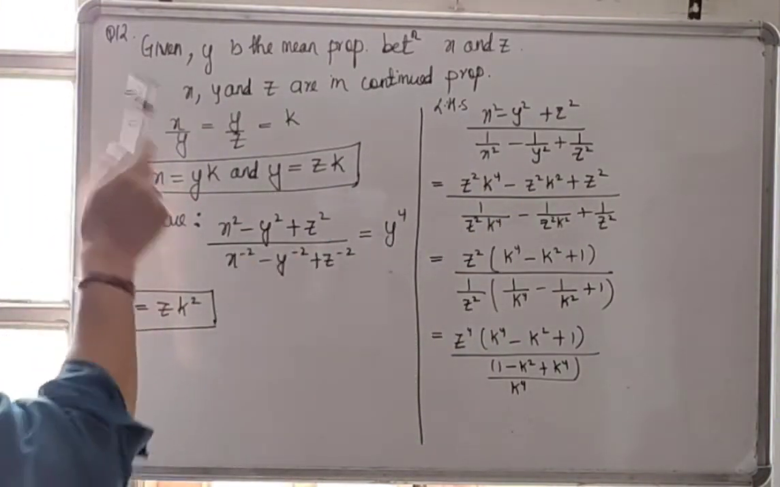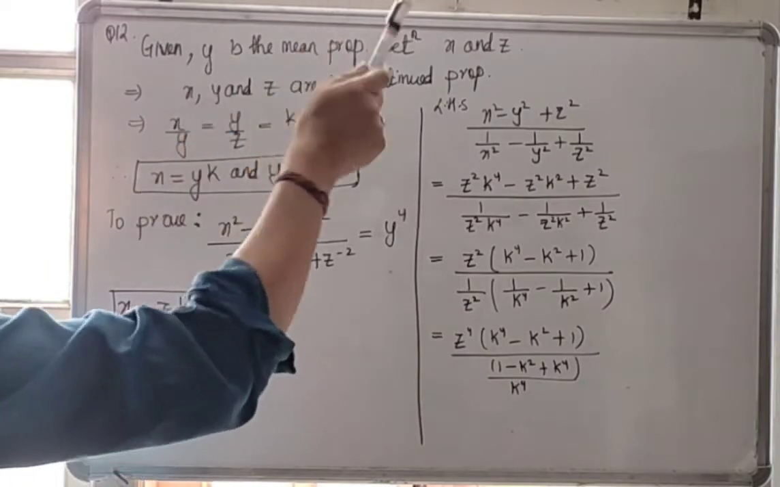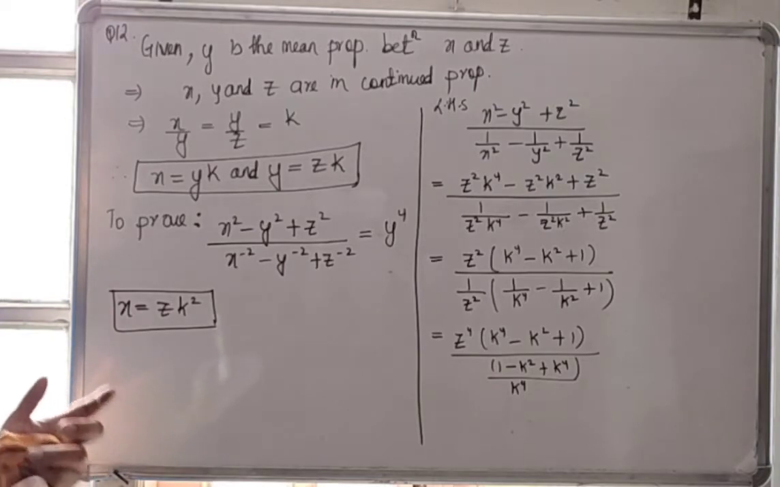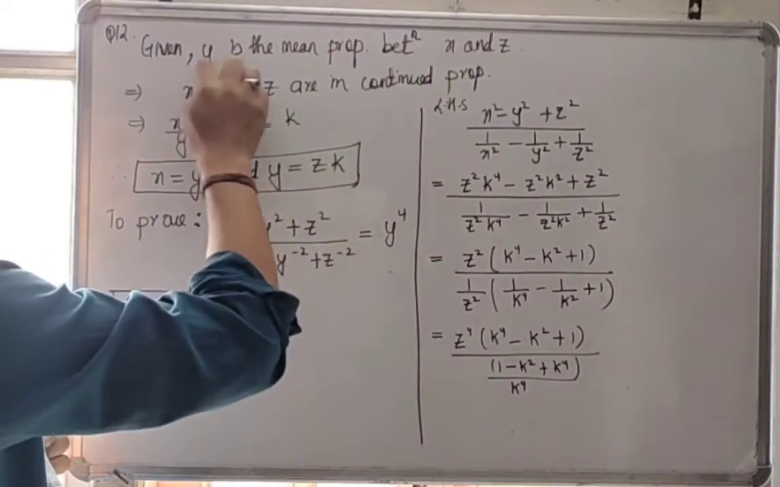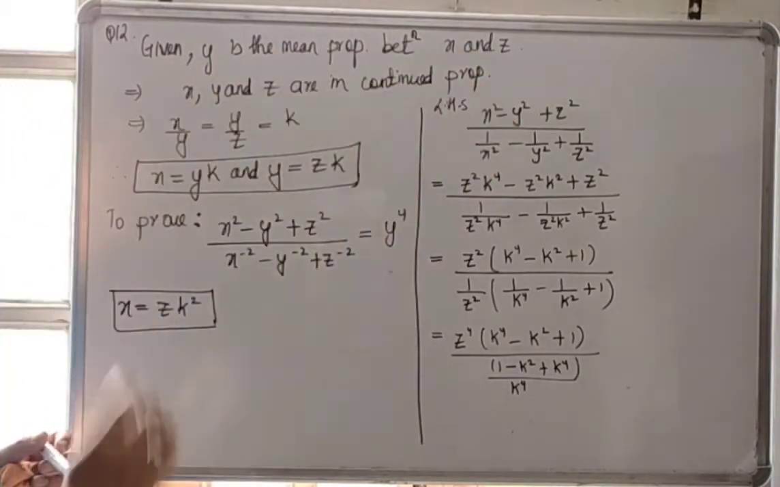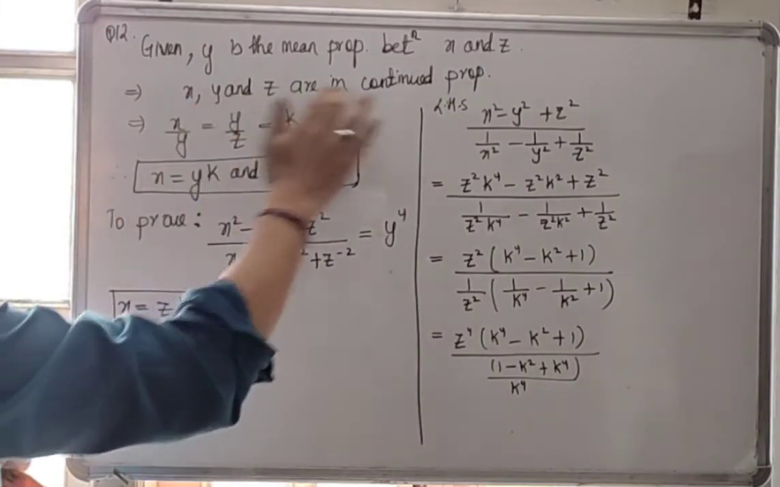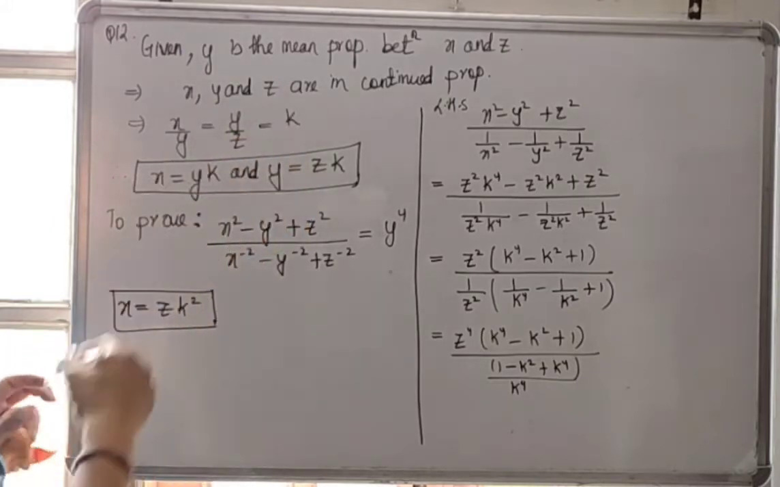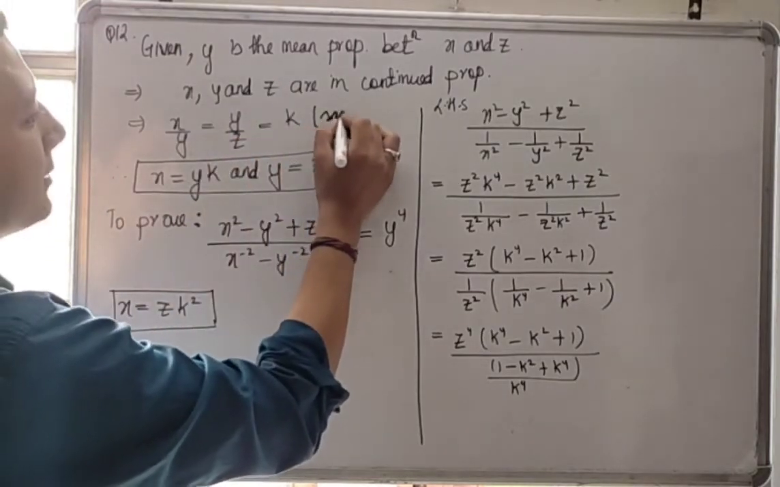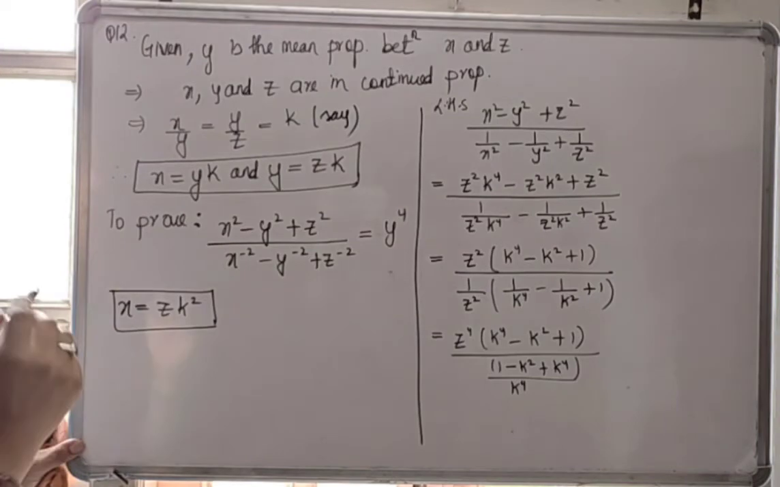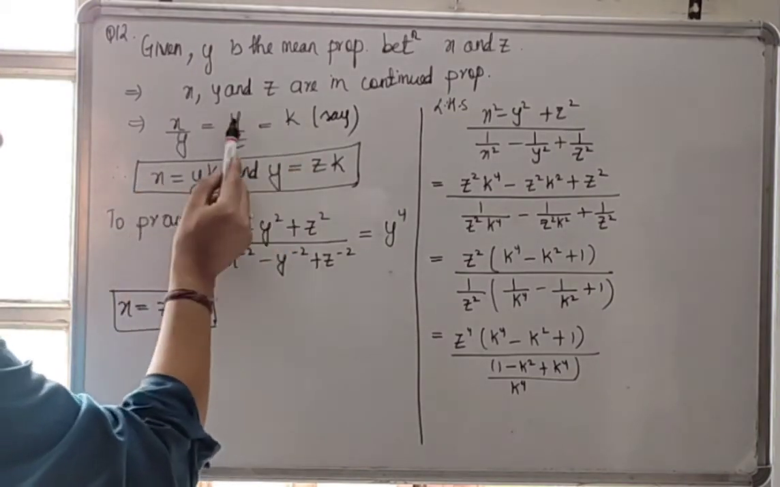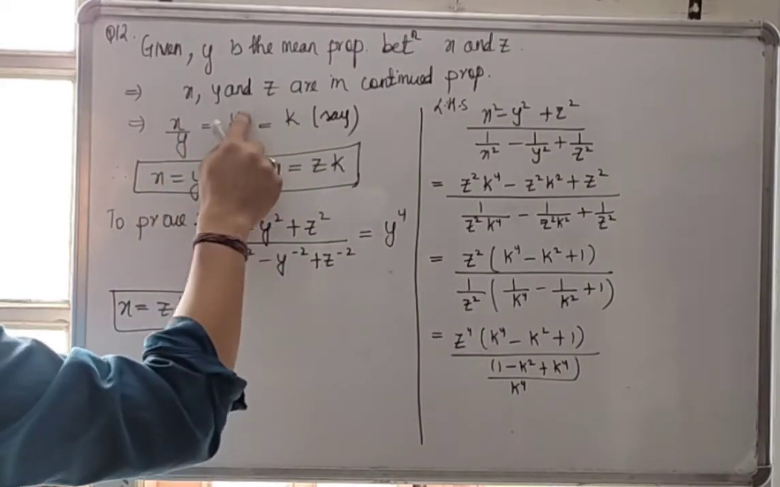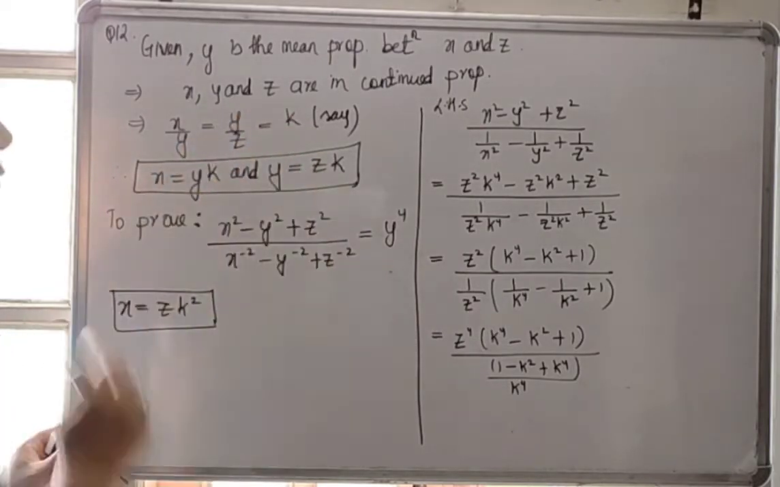Given to us again, y is the mean proportion between x and z. So y is the mean proportion between x and z means x, y and z are in continued proportion. So we know that if x, y, z are in continued proportion, then x by y equals y by z equals k by the k method. Therefore x equals yk and y equals zk. This is clear to us.